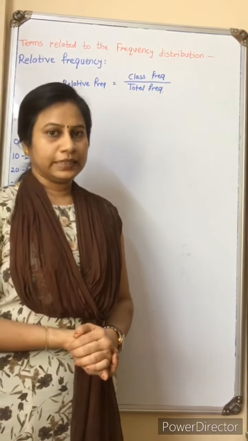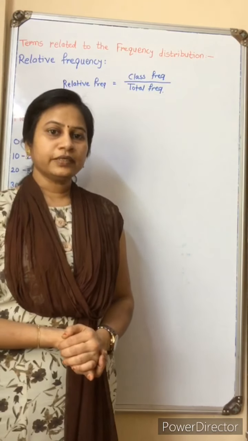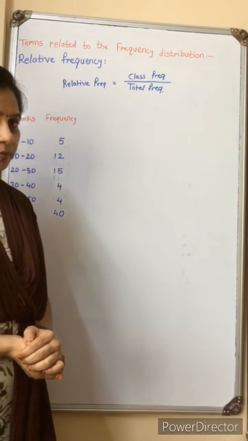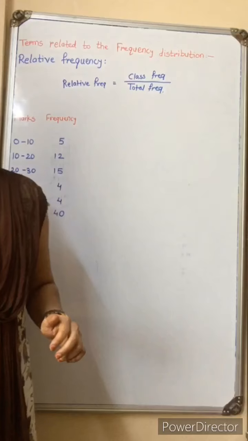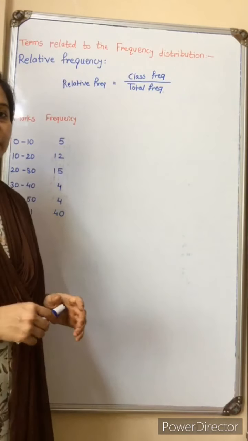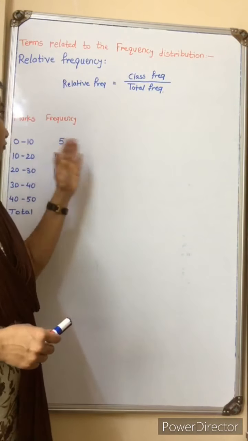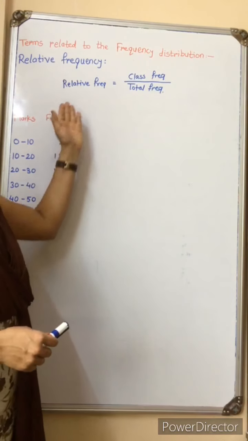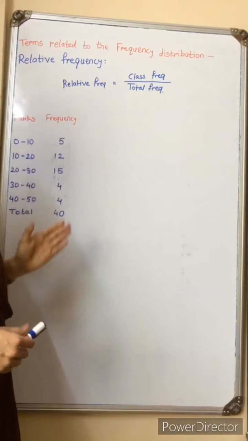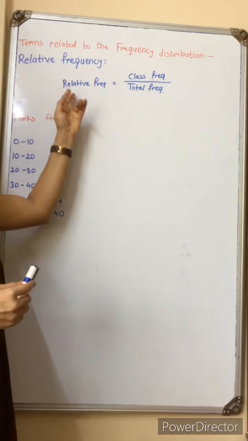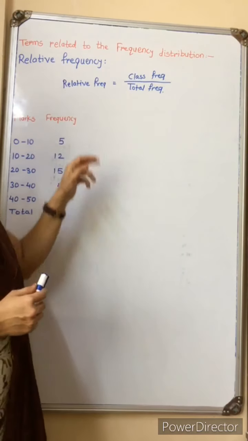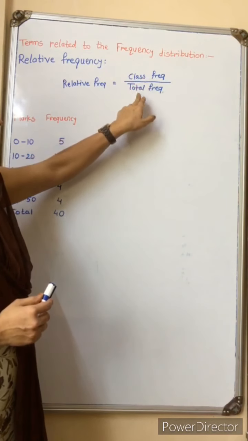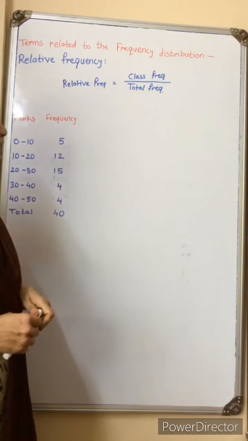Next term is relative frequency. Relative frequency is used for comparison purposes. For two data groups, the data may not be the same, and the frequency may not be the same. So for comparison purposes, we consider it in terms of relative frequency. To find relative frequency, we take class frequency upon total frequency.